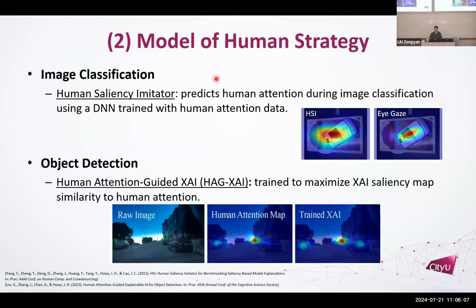The next thing we need to do is to model the human strategy. That's step 2, and we have two ways to do this. One is called a human saliency imitator, or HSI. I basically collect a lot of data of humans' eye gaze while looking at images, and then I can train a model that predicts a saliency map based on the image. Or we have another model, called a human attention guided XAI, where we extract information from the model using an XAI method, and then train the XAI method to produce maps that are most similar to human attention. Now, this is an example.